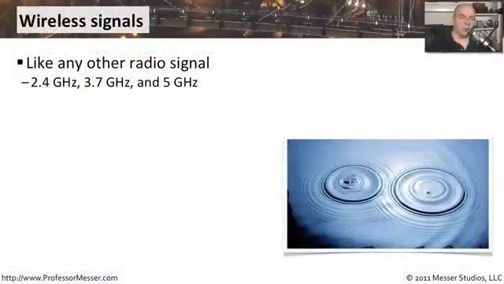The signals used by your wireless network are just like any other radio signal you might find. They're like any other shortwave signal or any other car radio signal. They are simply radio waves. And because of that, they are susceptible to types of interference.